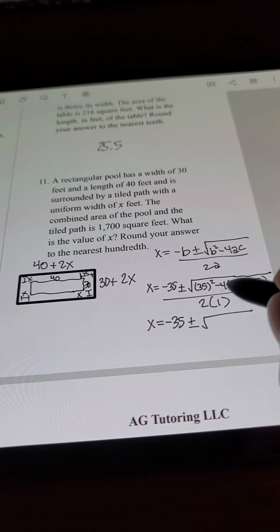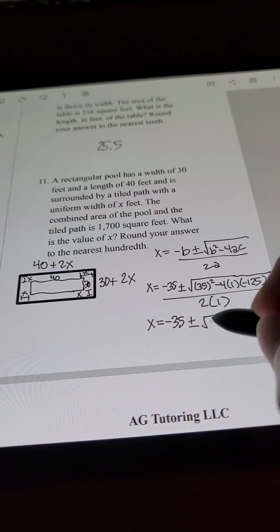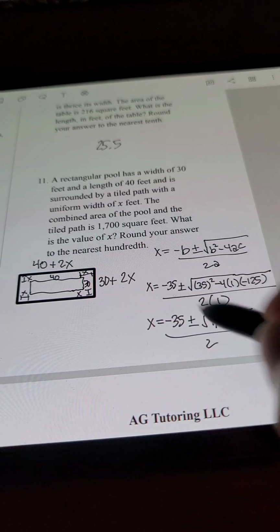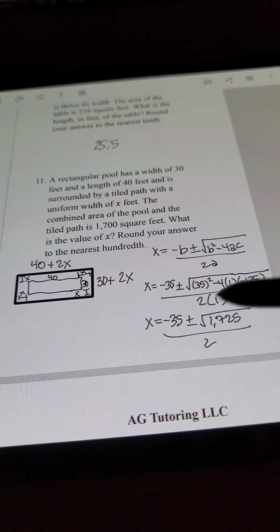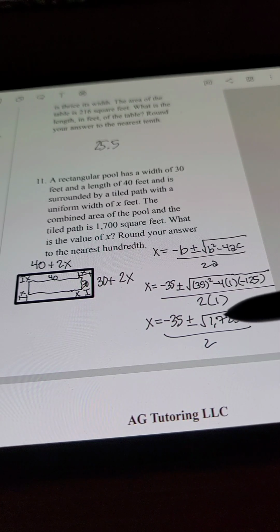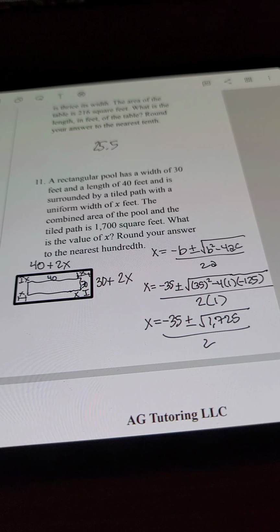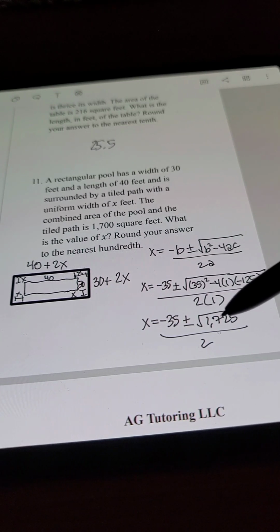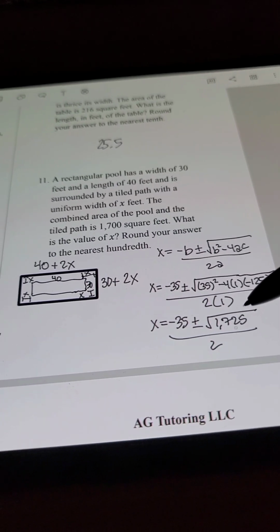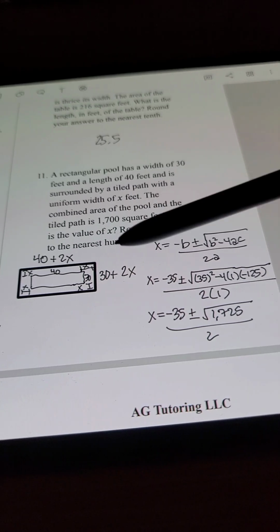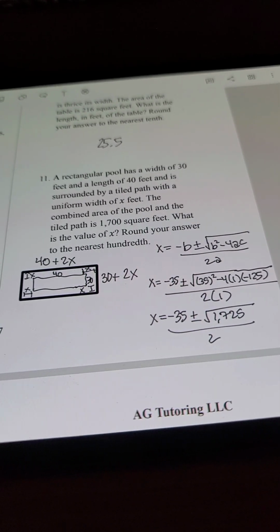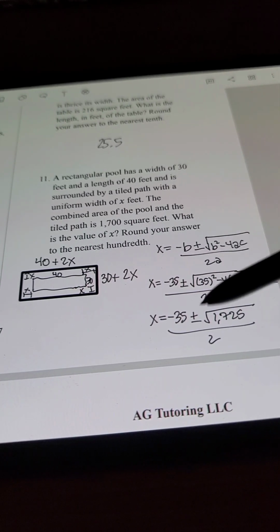So I'm going to do the part inside the square root first. So when I plug all that in, I get 1,725. And then all of this remains the same. So now basically you have two options. You could plus or minus this root 1,725 on top. So if I minus it, I know I'm going to get a negative value for sure, which, remember, x is representing the uniform width, so it can't be negative. That doesn't make sense in the context. So I definitely have to add this on.